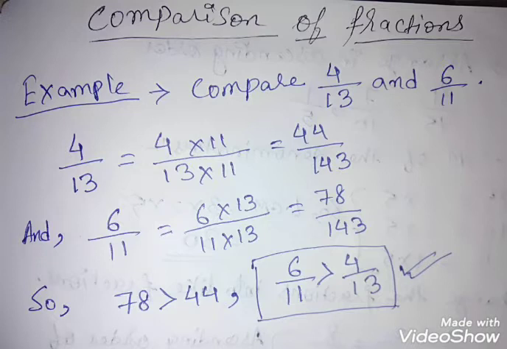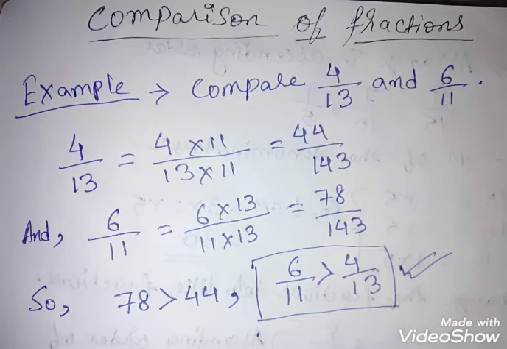So first we will see the example where we have to compare two different fractions, 4 by 13 and 6 by 11. You can see both the fractions are unlike fractions. They are proper fractions and they are unlike to each other. Why are they unlike fractions? Because the denominators are not the same. So first of all we have to make the unlike fractions into like fractions.